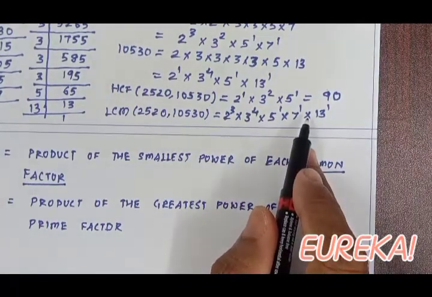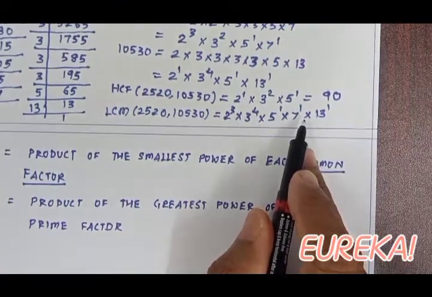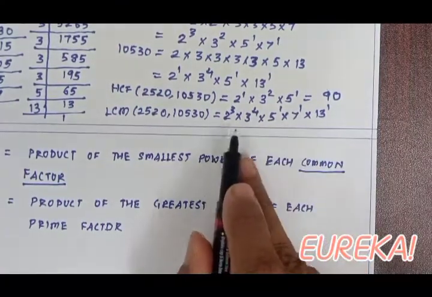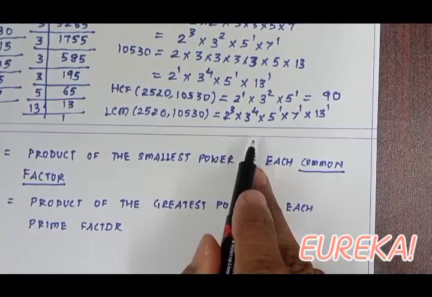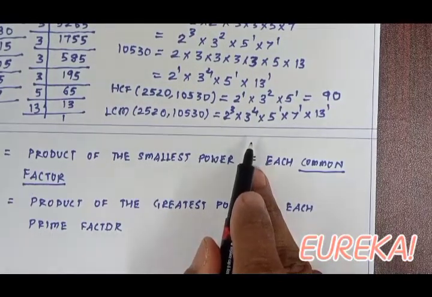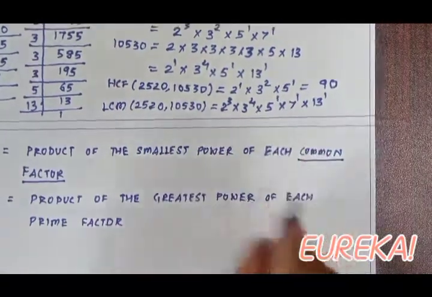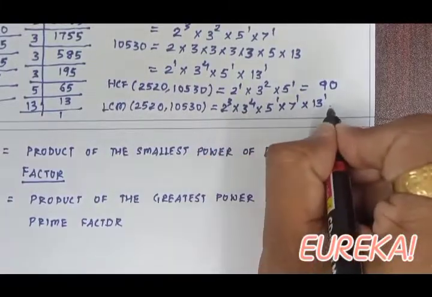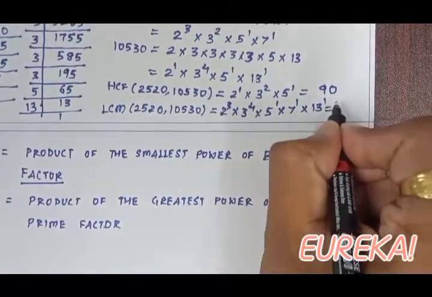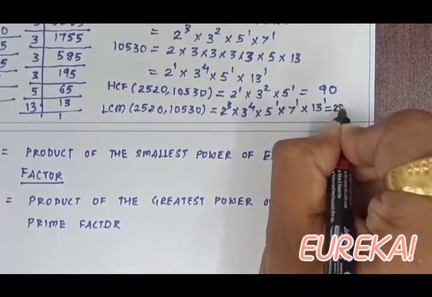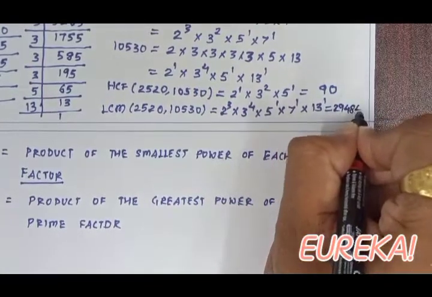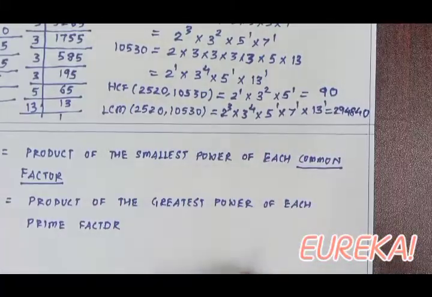The LCM of these two, you can see 2 raised to 3, then we have 3 raised to power 4, then 5, then 7, and then 13. It comes out to be 294840. You can check this.